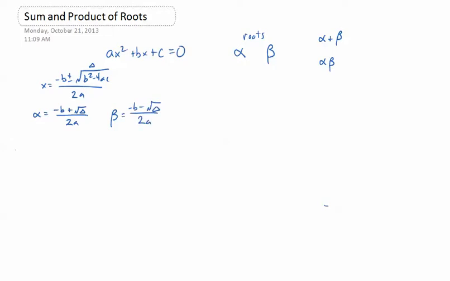All right, so let's see what happens when we do alpha plus beta. We're going to add those two together, so negative b plus the square root of the discriminant over 2a, plus negative b minus the square root of the discriminant over 2a. They already have a common denominator, so I can just add the numerators together. I've got a negative b and a negative b, which gives me negative 2b, and then a positive square root of the discriminant and a negative square root of the discriminant, which cancel out, leaving me with negative 2b over 2a. The 2's cancel out, which means that alpha plus beta is equal to simply negative b over a.